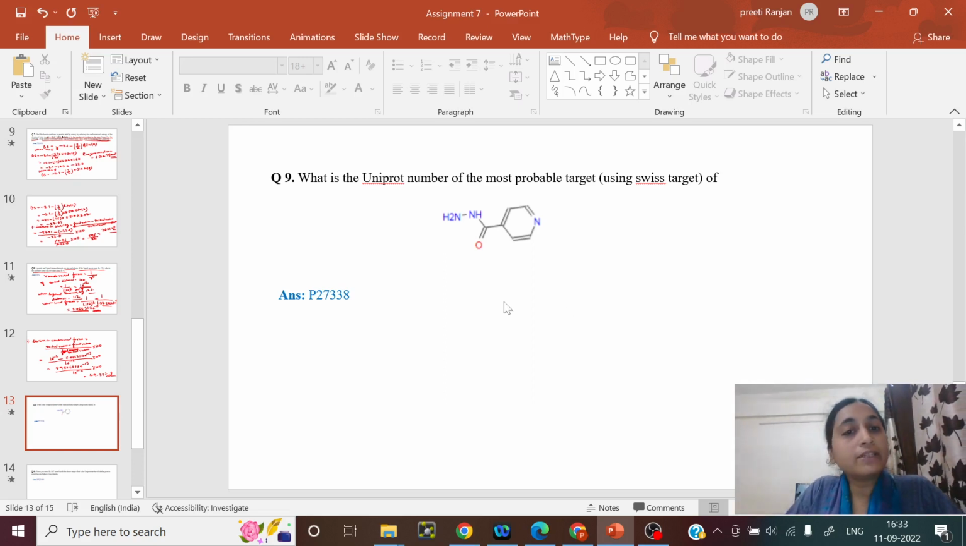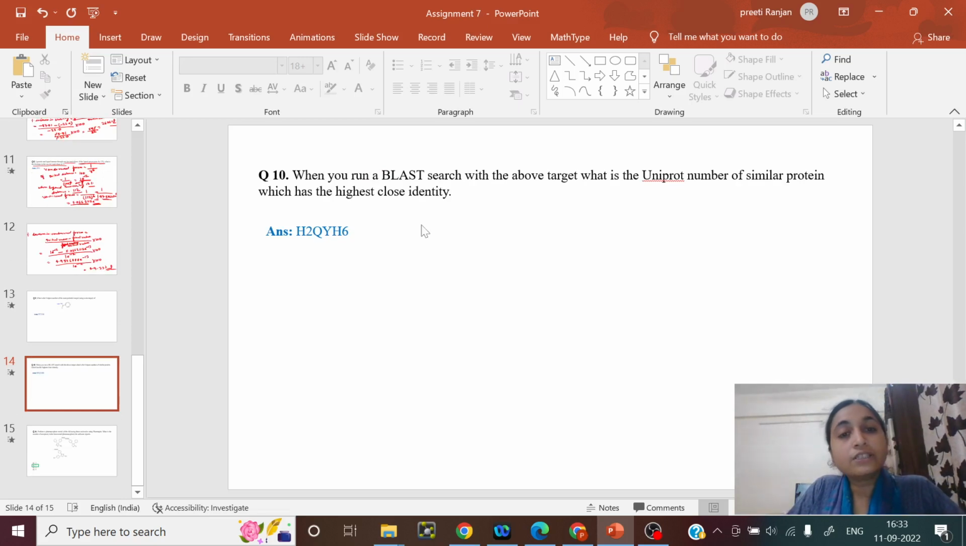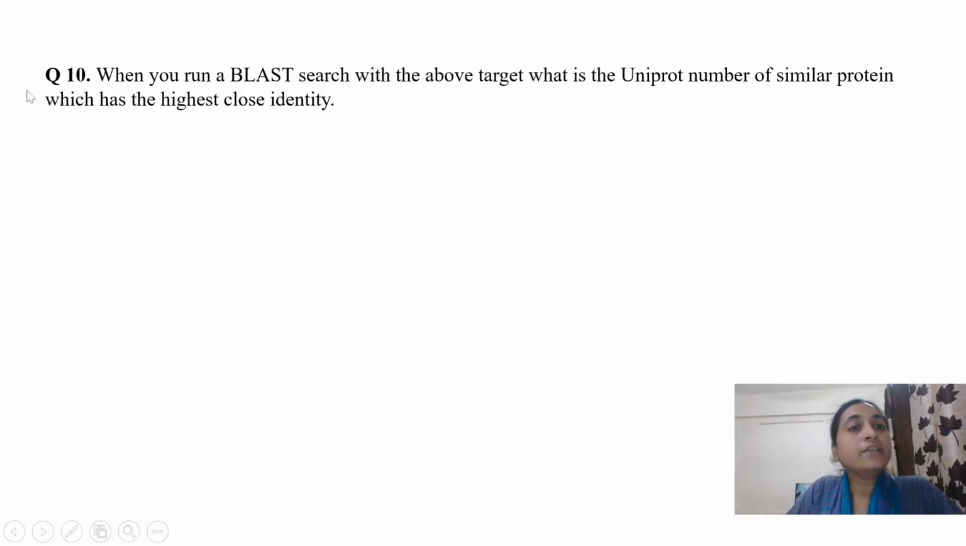So now you are okay with this question number 9, right? So now question number 10. When you run a BLAST search with the above target, what is the UniProt number of the similar protein which has the highest identity?